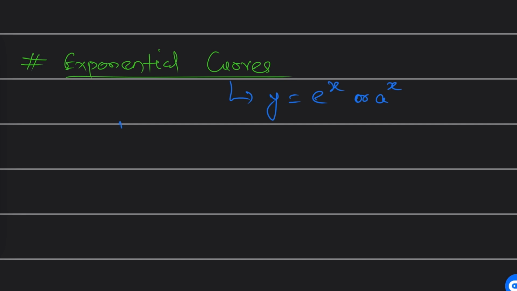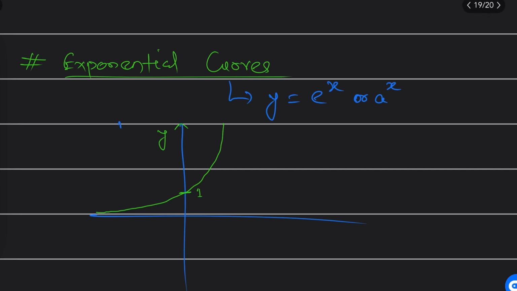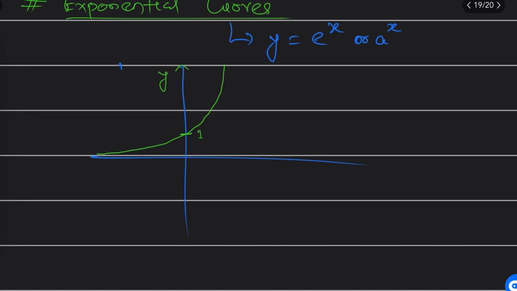Let me show you, sir. I'm drawing here. Okay, sir, y is equal to e to the power x will look like this. Yes, like this. This point is 1, sir. At x equal to 0, y is going to be 1, because e to the power 0 is 1. This is the equation of the exponential. Sir, if the power is negative, it will just go in the opposite direction.